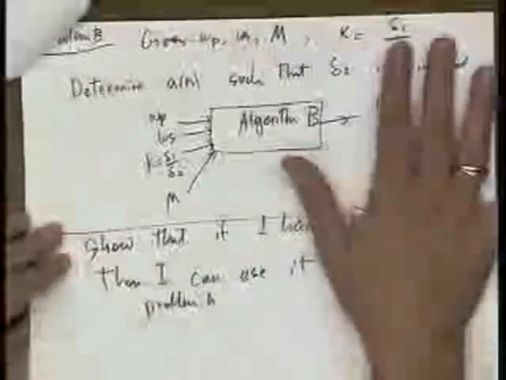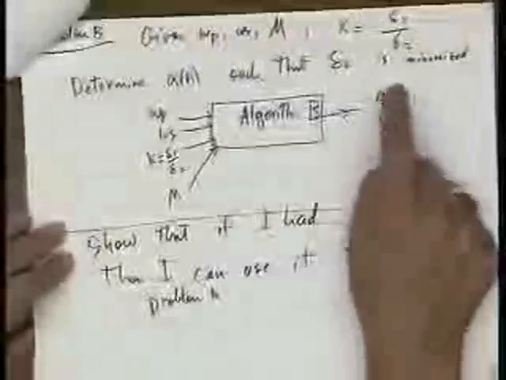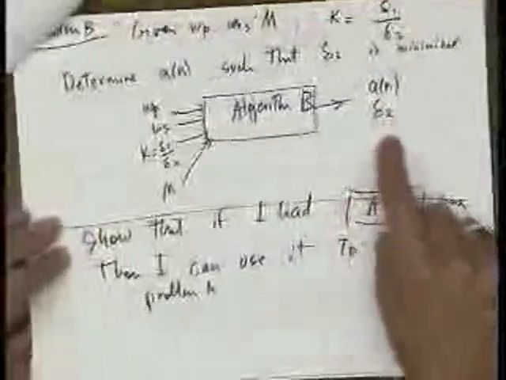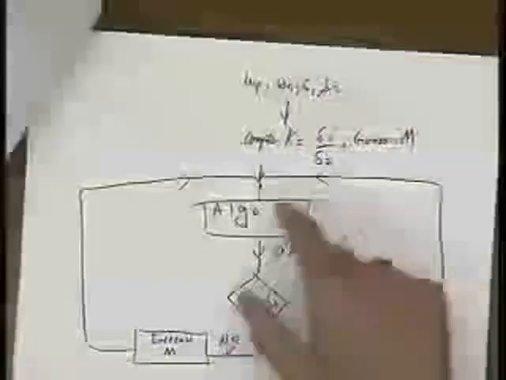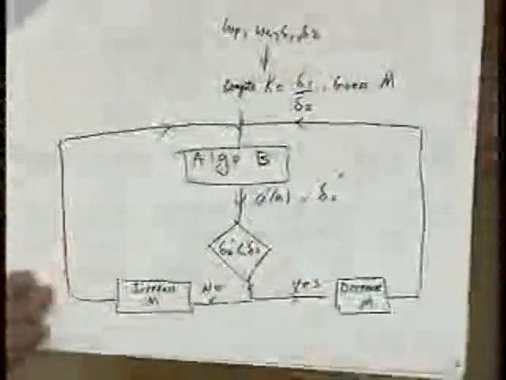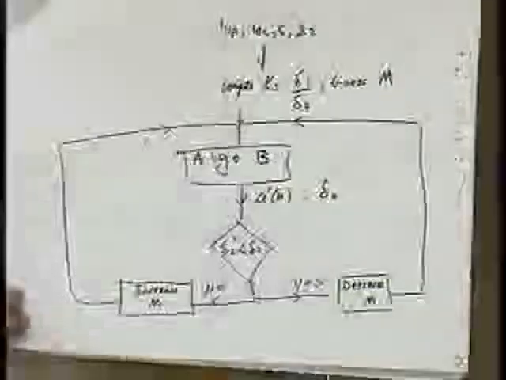And what I convinced you of is that if you solve problem B, if you have an algorithm or a black box, let's say, that given these inputs finds A of n such that it minimizes delta 2, then you can use that in an iterative scheme like this in order to solve the bigger problem, problem A. And we stopped right there.